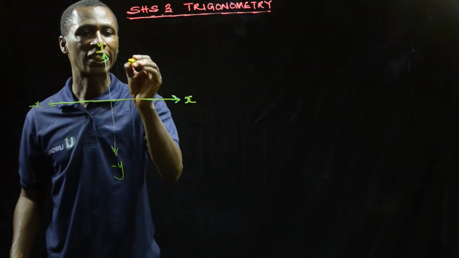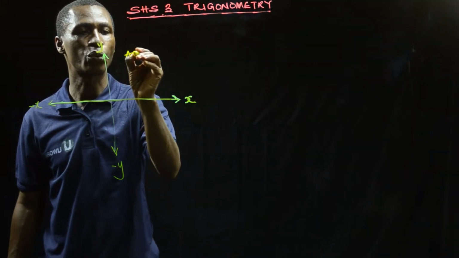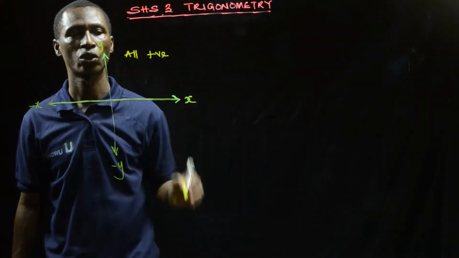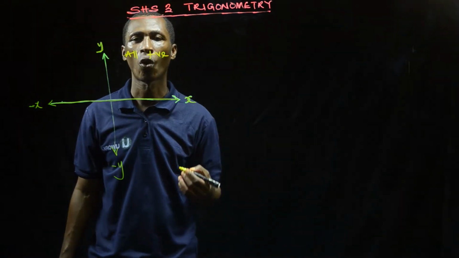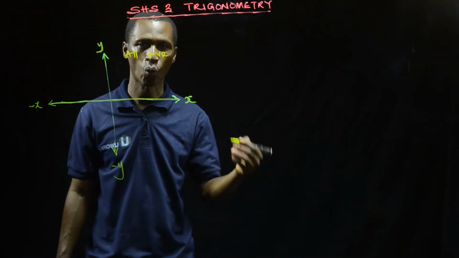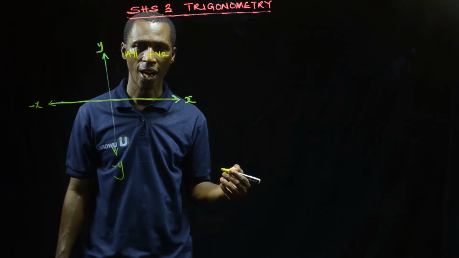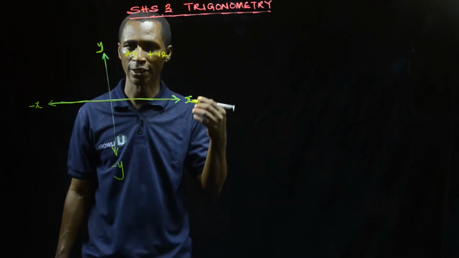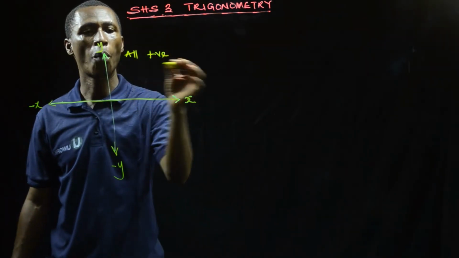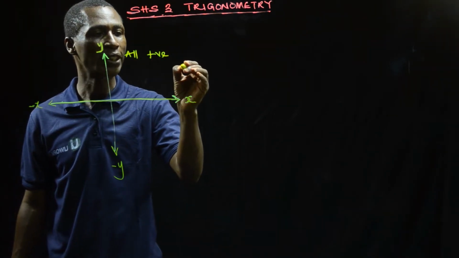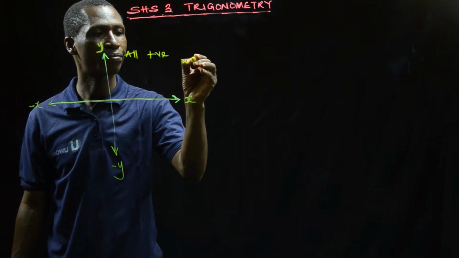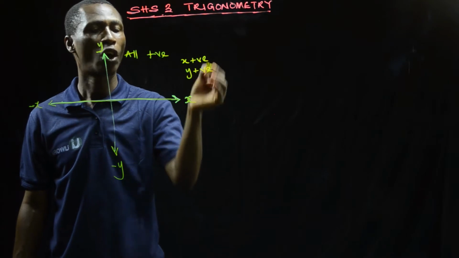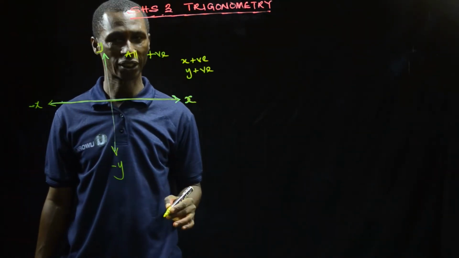So we said at this point, all the ratios, what are the ratios? All the ratios are positive. The ratios are sin theta, cos theta, tan theta. So when you say all positive, it means that over here, because I've gotten X to be positive and Y to be positive, all the ratios in this quadrant are positive.